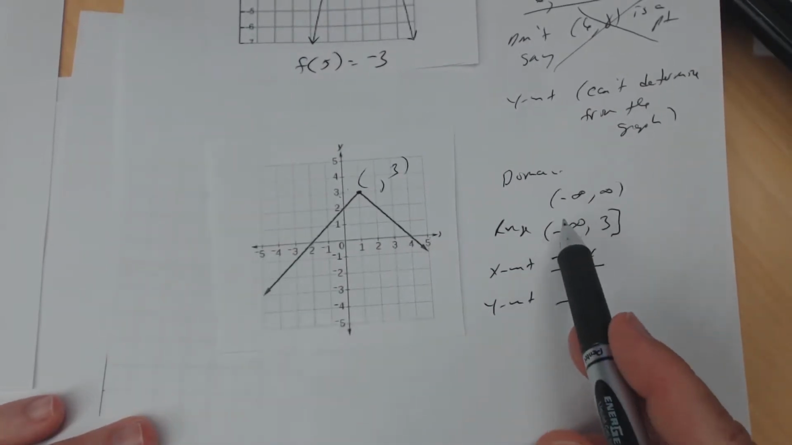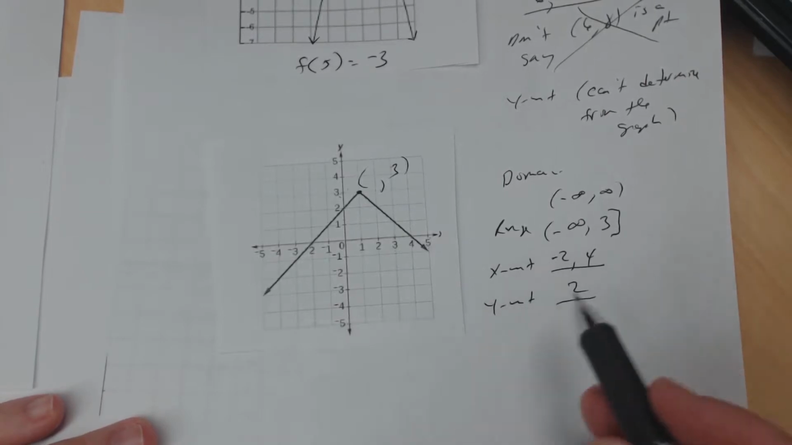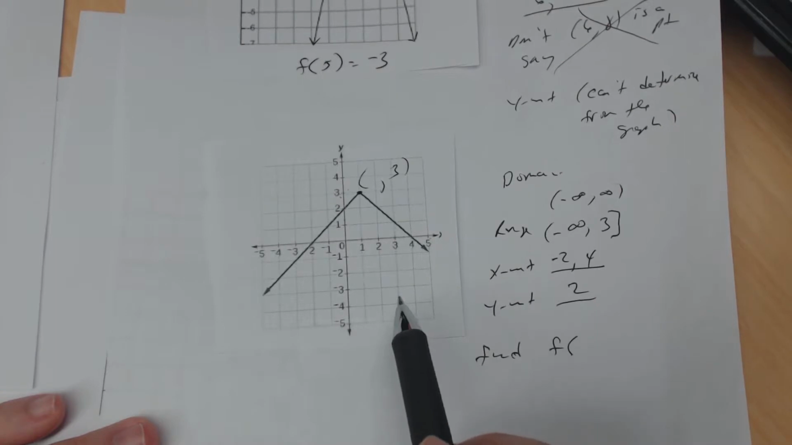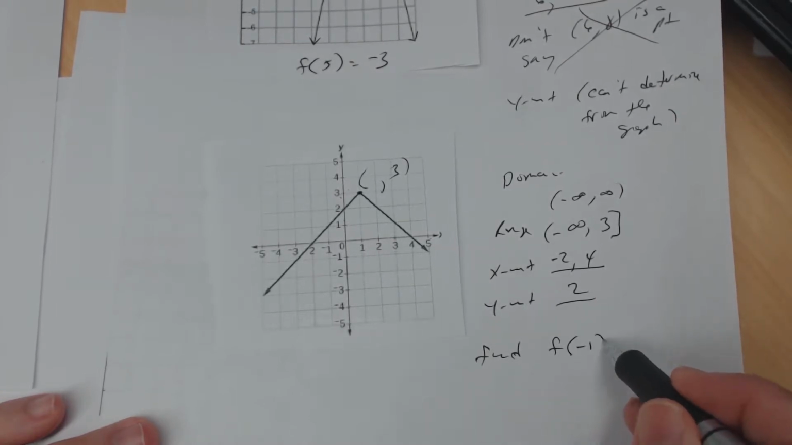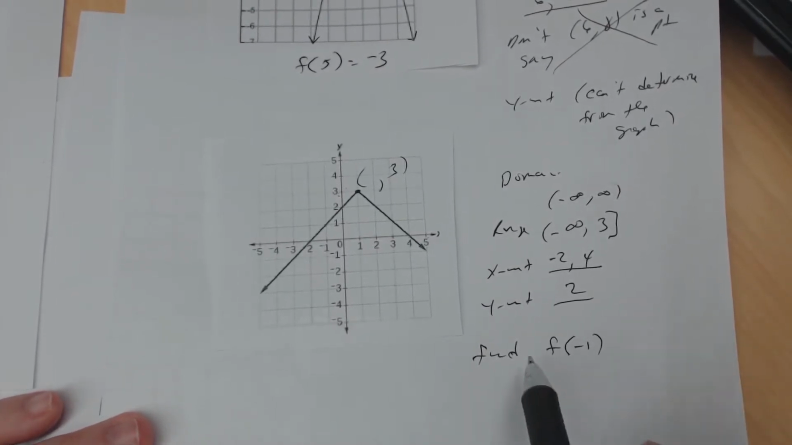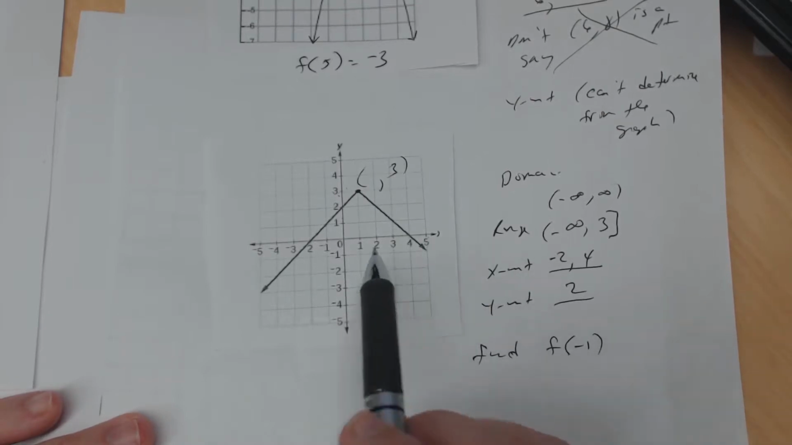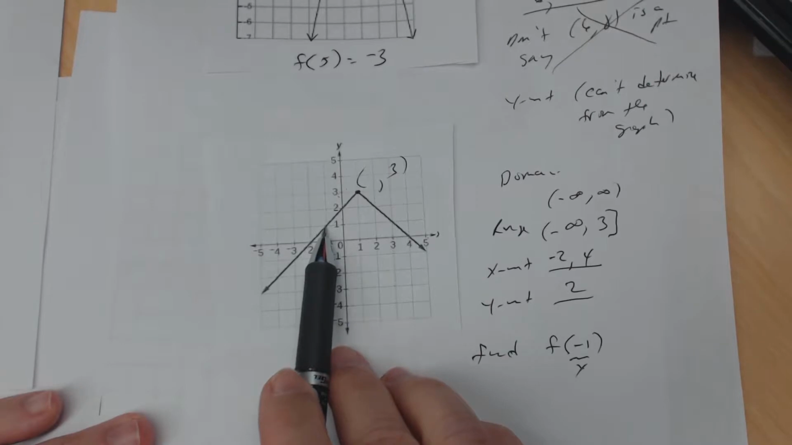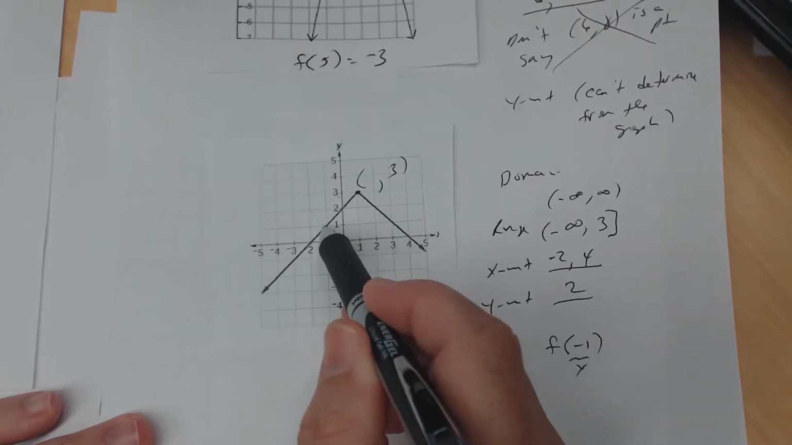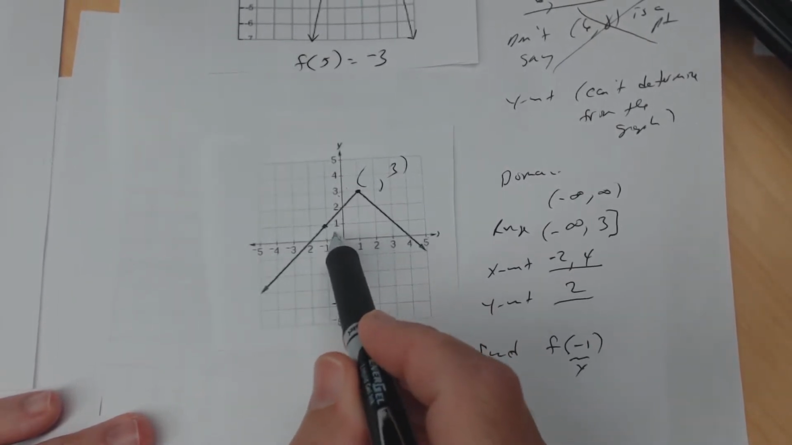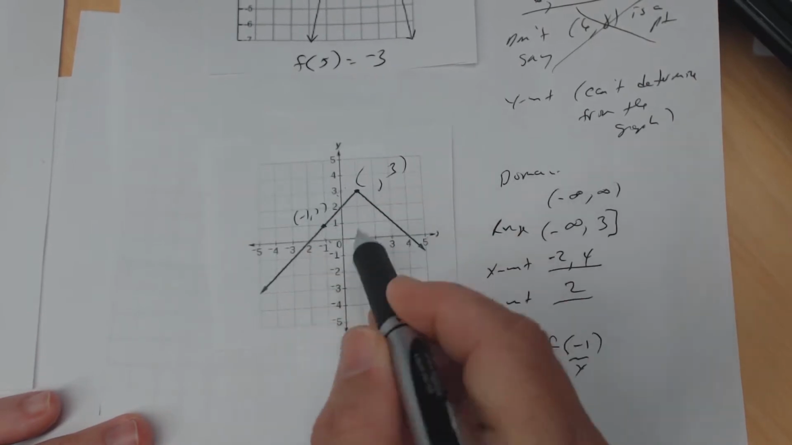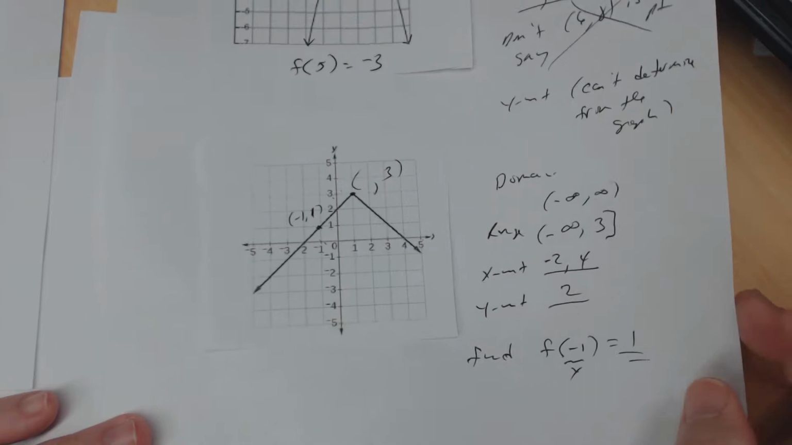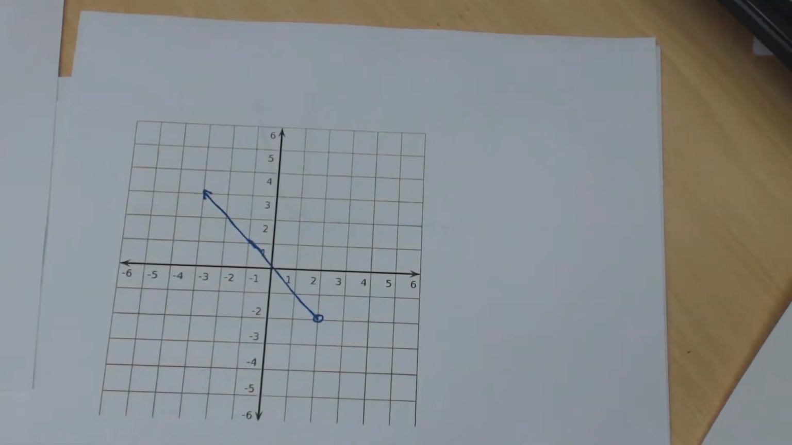All right, and then they want you to find the missing value. Let's say I want to find f of negative 1. So remember, f of negative 1 means what's the y value when x is negative 1? And this is your x. So when x is negative 1, I look at this point right here, and that y value is 1. Because remember, this is negative 1 comma 1. So that y value is 1. You put 1. Okay? All right, next one.